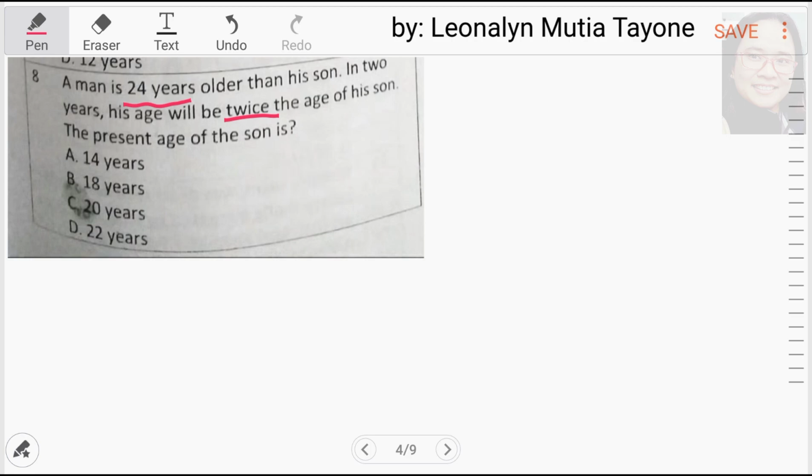Ang magandang gawin natin ay, para mas clear ba, ilagay natin siya sa table, or yan ang sinasabing table method. 24 years older than his son. Ito si man at ito naman si son. Let A be the edad of his son. Then 24 years older, so 24 plus A. Ito yung present age nila.